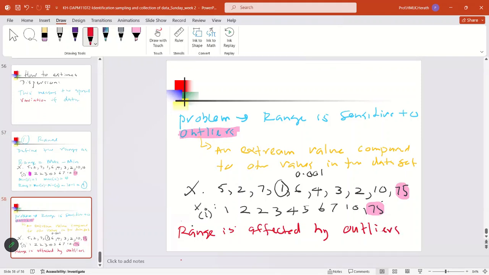Because the smallest value and the largest value are found at both ends of an ordered array. The first one in the ordered array is the smallest, the minimum, and the last one is the highest, the maximum. Extreme values are at the two ends of the ordered array. So that becomes a problem for us. That is where outliers are found. Okay, this is it.